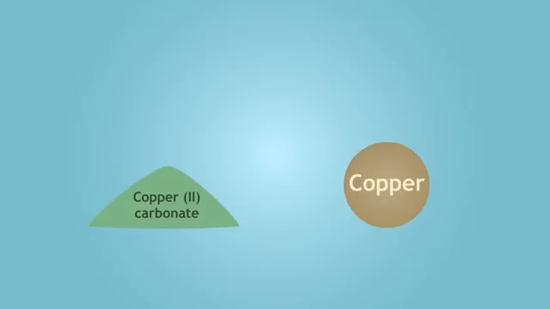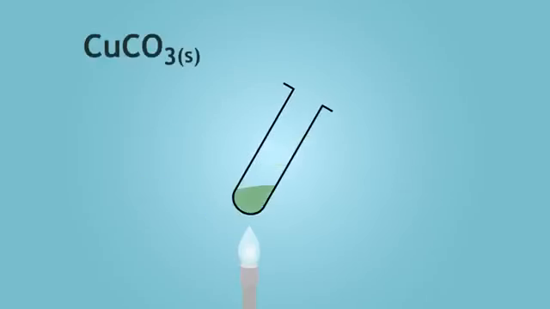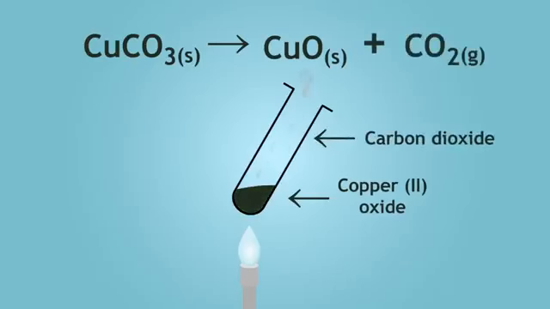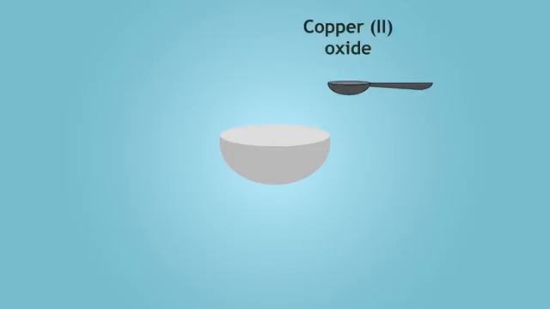We can mimic the extraction of copper from malachite using copper(II) carbonate powder. Copper(II) carbonate is a green solid that thermally decomposes to form copper(II) oxide and carbon dioxide upon heating. Copper(II) oxide is a black powder, and believe it or not, we can actually extract copper metal from copper(II) oxide.